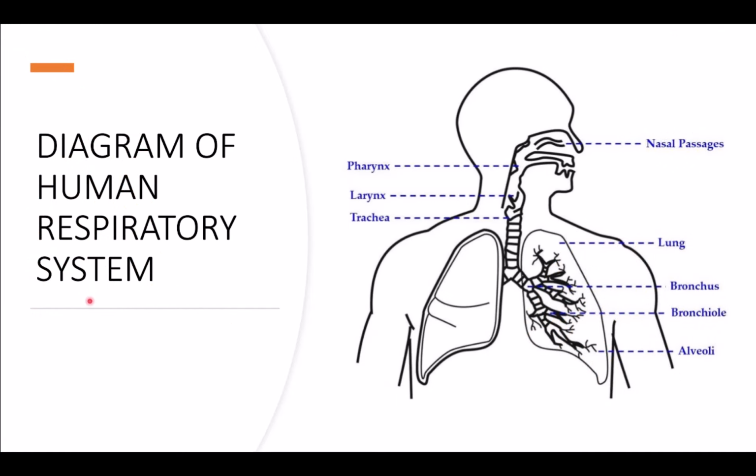Now here is the diagram of the human respiratory system. It starts from the nasal passages and ends at every cell of our body. These are all the parts of our respiratory tract. I will explain these parts in another video, but now I am showing you the parts.